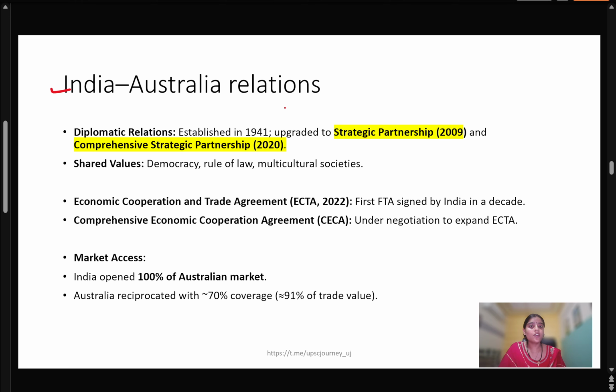So talking about the India-Australia relationship, we have diplomatic relations established in 1941. Means before independence we had relations. Now with time we have upgraded the relationship to a strategic partnership in 2009, and then a comprehensive strategic partnership in 2020. So very important. After that we shared common values like democratic values, rule of law, and multicultural society.